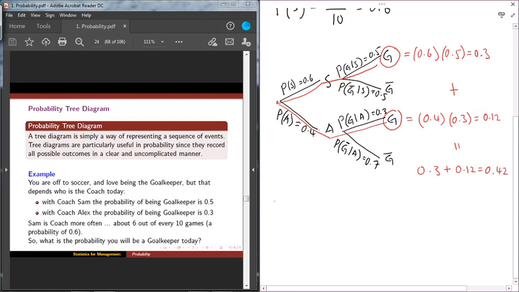So the answer is, probability of you become a goalkeeper is 0.3 plus 0.2, 0.12, and the answer is 0.42. That's how you find the probability by using tree diagram.